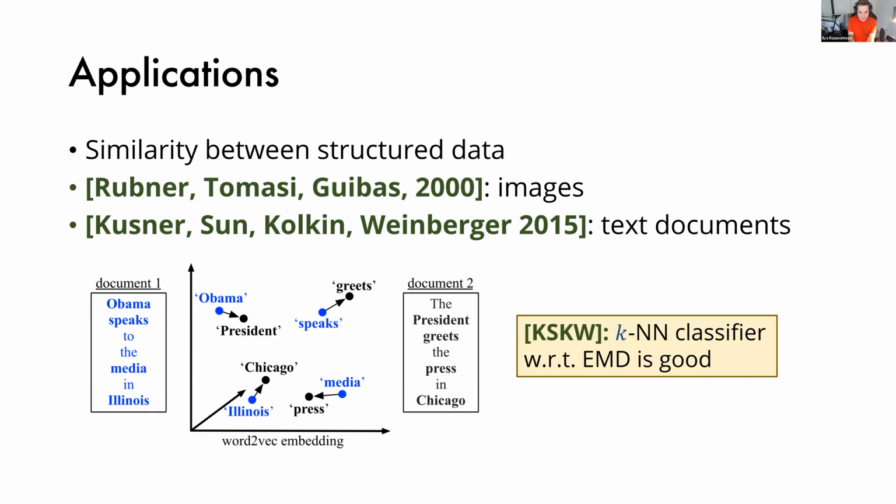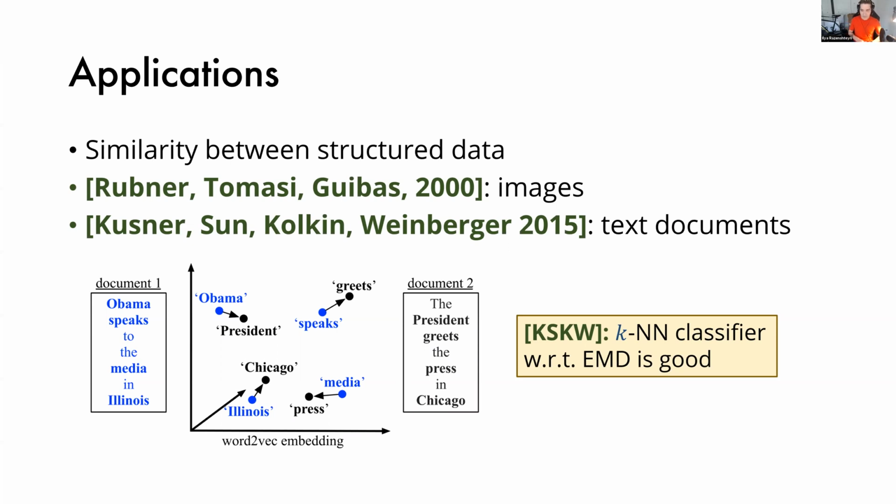They show that if you just do k nearest neighbor classification with respect to earth mover distance, defined as I just told you, then this is good for solving various classification tasks. For example, given an Amazon review, try to understand which topic it is, and stuff like that. They evaluated a bunch of these tasks and realized that this earth mover distance measure is superior to all the other alternative proposals.